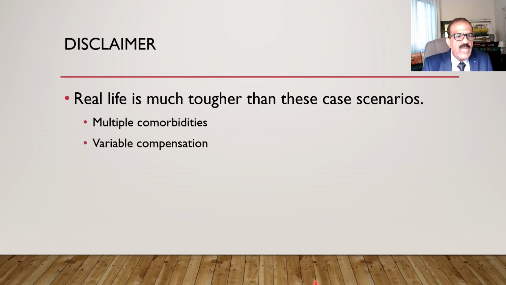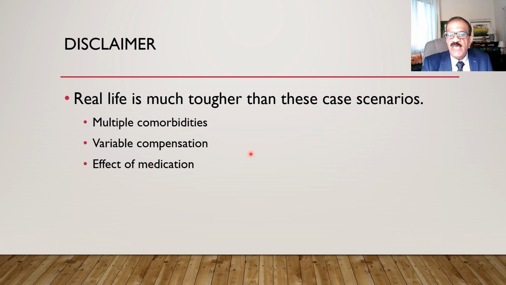And number two, there is variable compensation. Everybody does not compensate as fully as was shown in the case scenarios. And then there could be the effect of medication, because primary acidosis, if treated with too much alkali, could actually result in alkalosis. The primary problem is still acidosis, but when you see the patient, they are alkalotic.